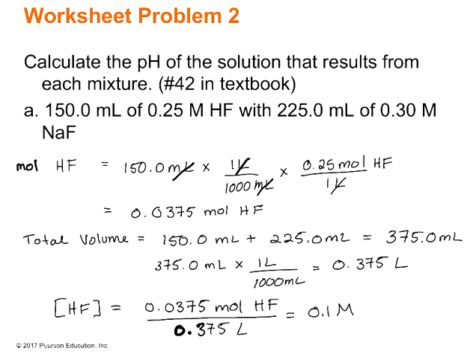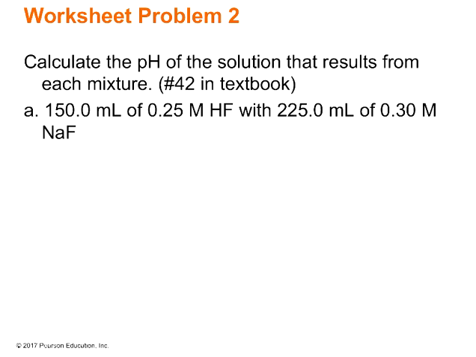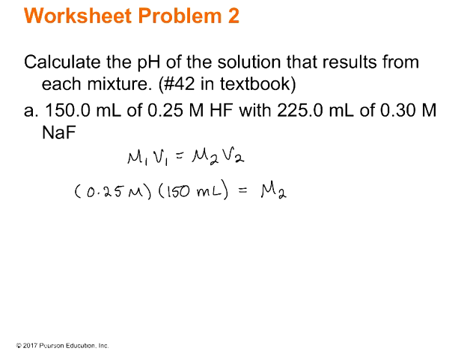Some of you might be thinking, why didn't we just use the dilution equation? M1V1 equals M2V2. You can. So let's do it that way. Our initial concentration of hydrofluoric acid was 0.25 moles per liter, and our initial volume was 150 milliliters. And then we're going to solve for the new concentration, M2, and our final volume was 375 milliliters. If we solve for that, we should also get 0.1 moles per liter. And that's our concentration of HF.